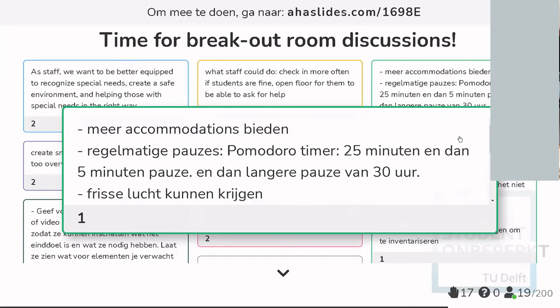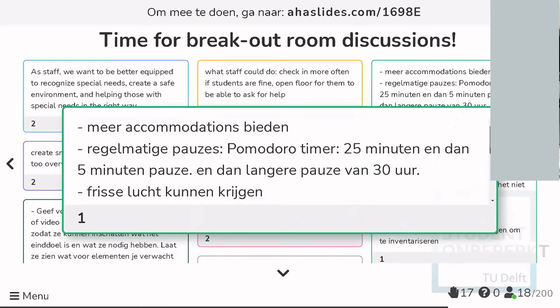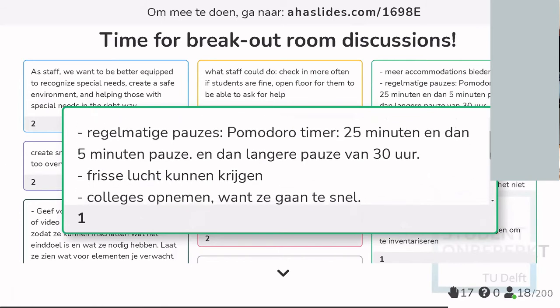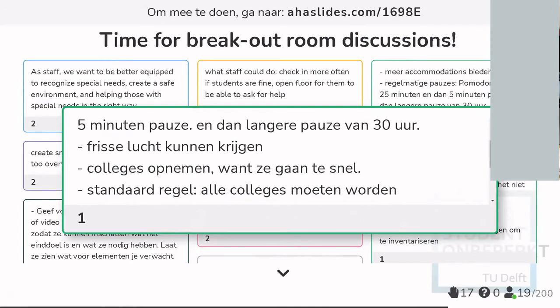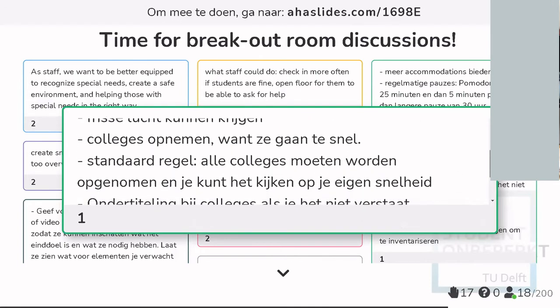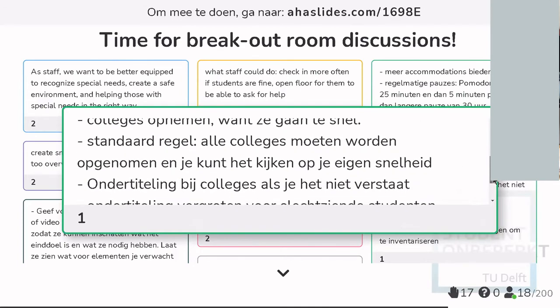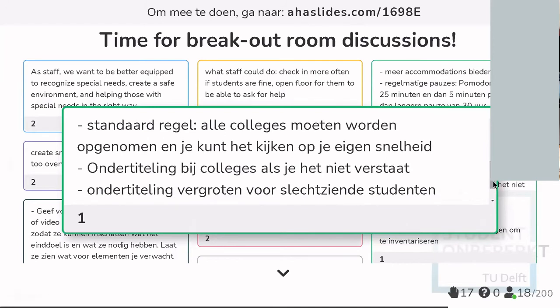Offer more special accommodation, use a Pomodoro timer, 25 minutes of lecture, 5 minutes of break, fresh air, recording lectures. It's also about recording lectures so you can watch them at your own speed.